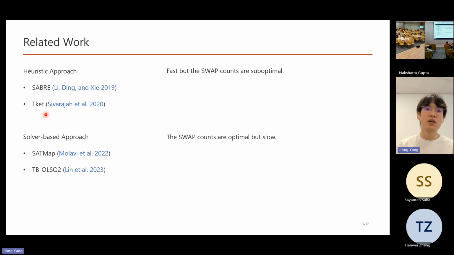Therefore, another line of work focuses on solver-based approaches, which are complete algorithms that search for the minimum swap count. The existing works include a MaxSAT-based approach, SATMap, and an SMT-based approach called TB-OLSQ2, which is the current state-of-the-art solver-based approach. These approaches would eventually return the minimum swap count, but they usually require a long time to run.